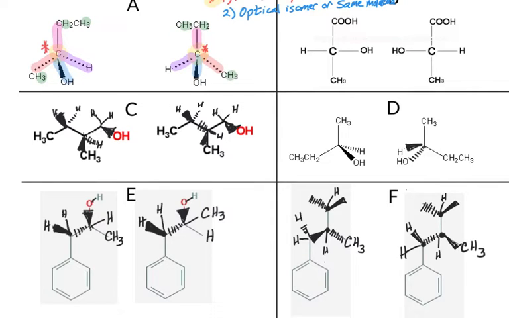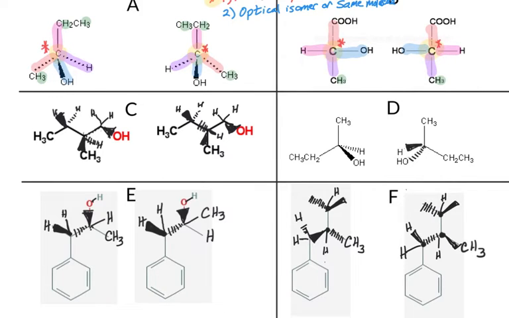Let's look at B. Now on B, we have 3 carbons to look at, so we'll start at the bottom. That one has 3 hydrogens, so that one is not asymmetric. The middle one has a hydrogen, an OH, a carboxylate group, and a CH3 group. So those are 4 different things, so that one is your asymmetric carbon. And we can see that also in the other molecule, that is also an asymmetric carbon.